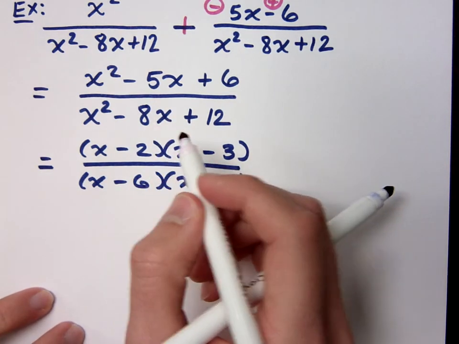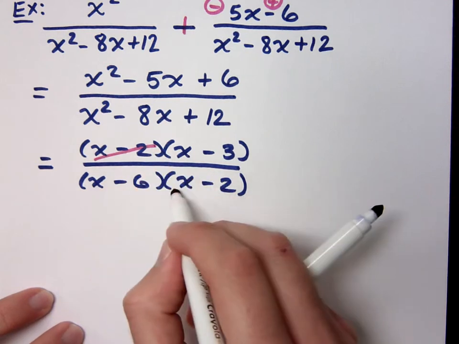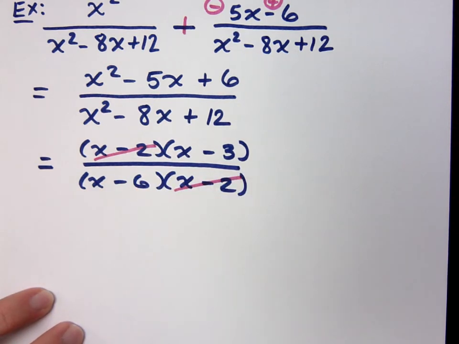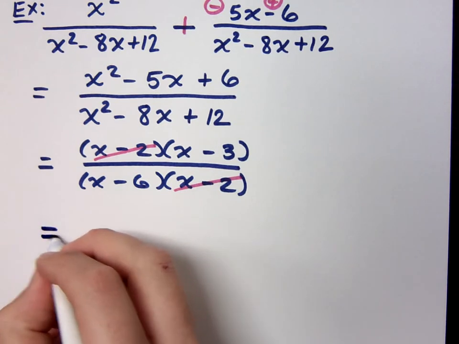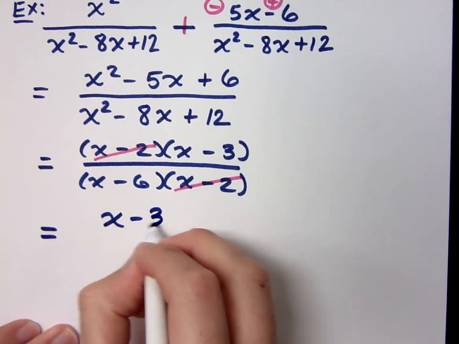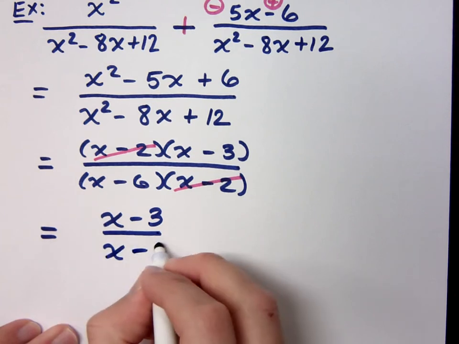How can I reduce this? By canceling those common factors of x minus 2, since it's written as multiplication. And so my final answer is just x minus 3 over x minus 6.